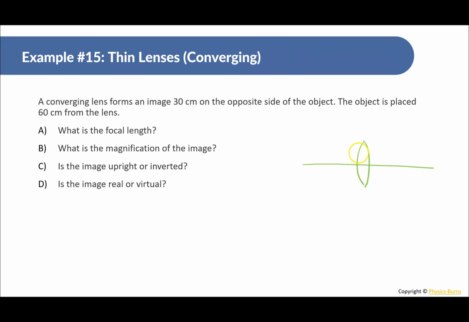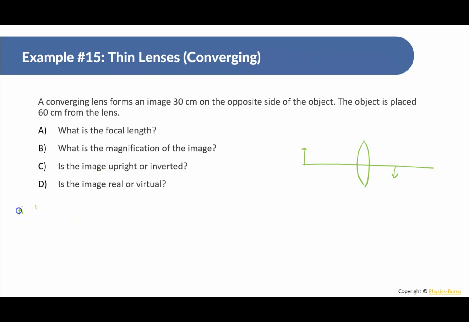Form the image 30 centimeters on the opposite side of the object, placed 60 centimeters from the lens. Okay, so the object is over here, this one is over here, and the image is over there. What is the focal length? Okay, so let's do this.